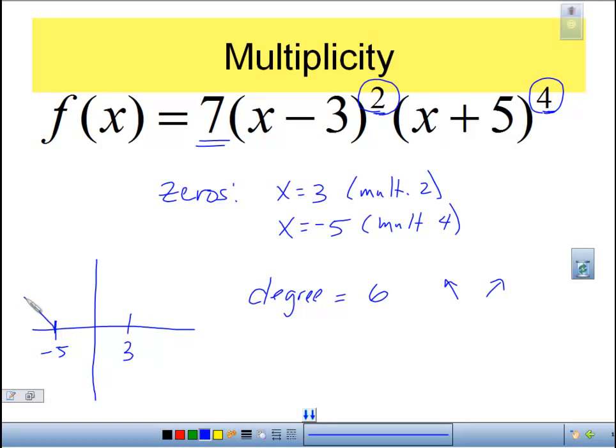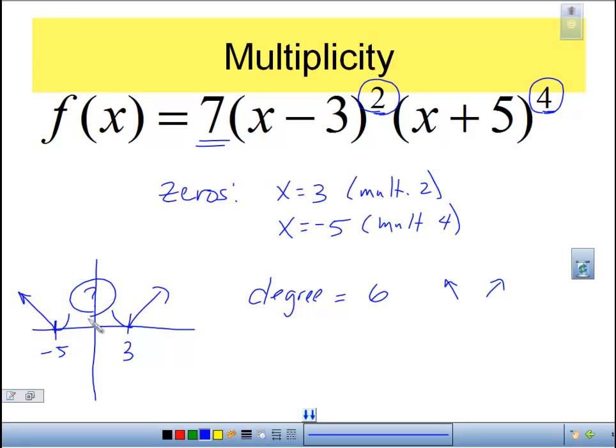We know that it's going to keep going in this direction. We know it's going to keep going in this direction. We know that at those zeros it's going to go back in the same direction it came from. And what happens in between here, we're not really sure of, because we don't really know that much without actually plugging in points. But if I asked you to sketch a graph of what this looks like, this would be minimally what you should be able to give me.